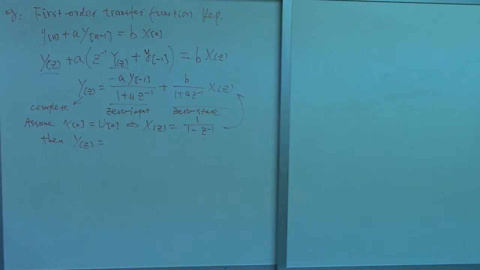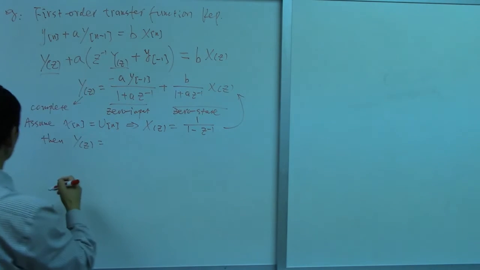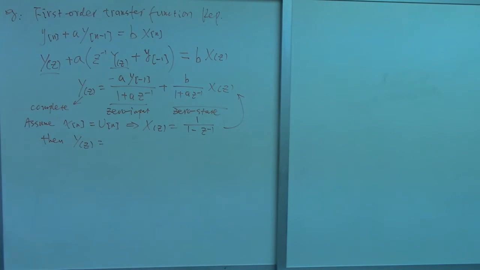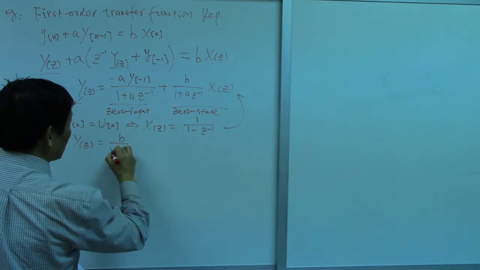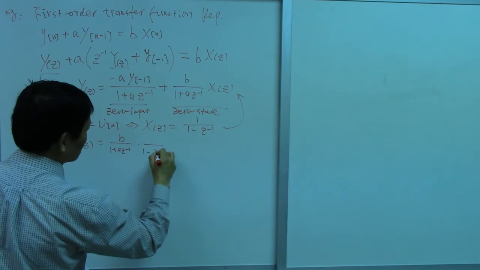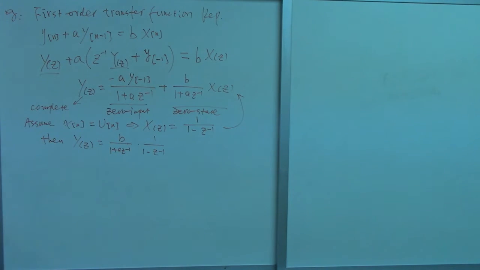we assume zero initial condition. We have another one, the initial condition. So zero initial, the system is initially at rest. So we assume this term equals 0. Then this one will be b over 1 plus a z to the negative 1 times 1 minus z to the negative 1. It's 1 on the top.